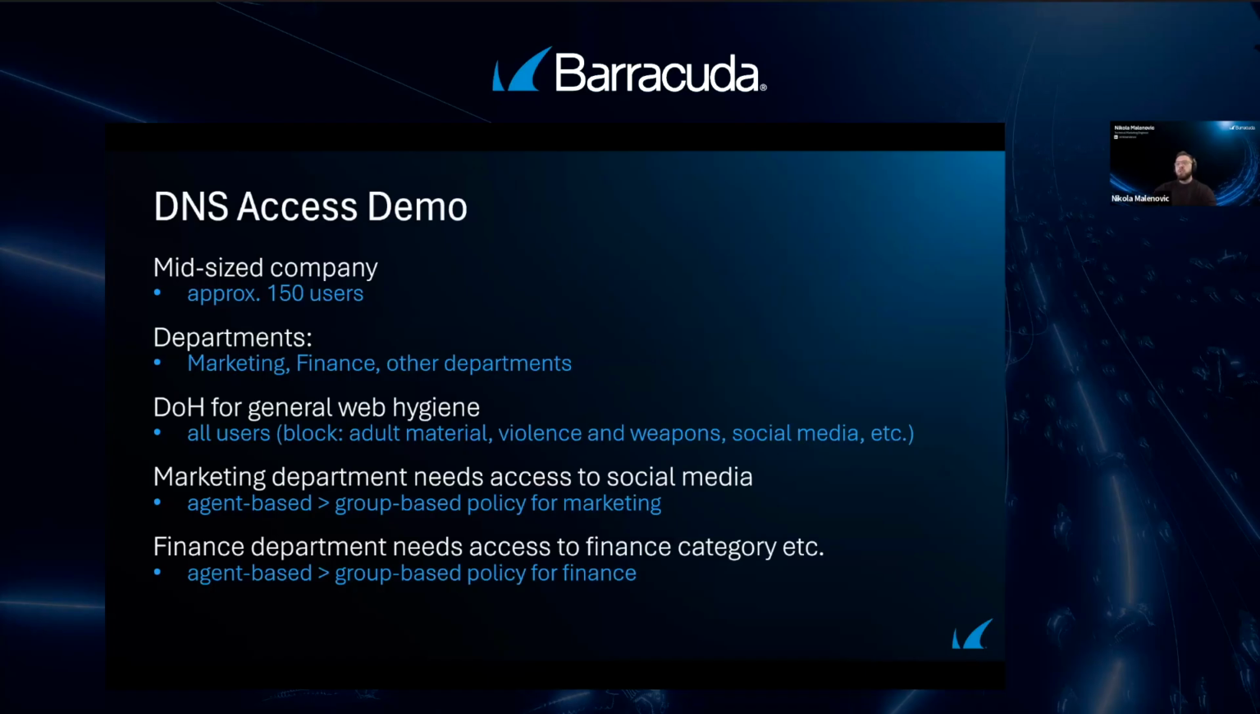Now, we're going to use DNS over HTTPS for the general web hygiene policy that is going to be configured for all users in the company. And we're going to block certain URL categories like adult material, violence and weapons, social media, commerce and shopping, and stuff like that. However, marketing and finance require more granular access. For example, marketing needs access to social media in their daily work, right? And we want to be able to allow them to access social media.